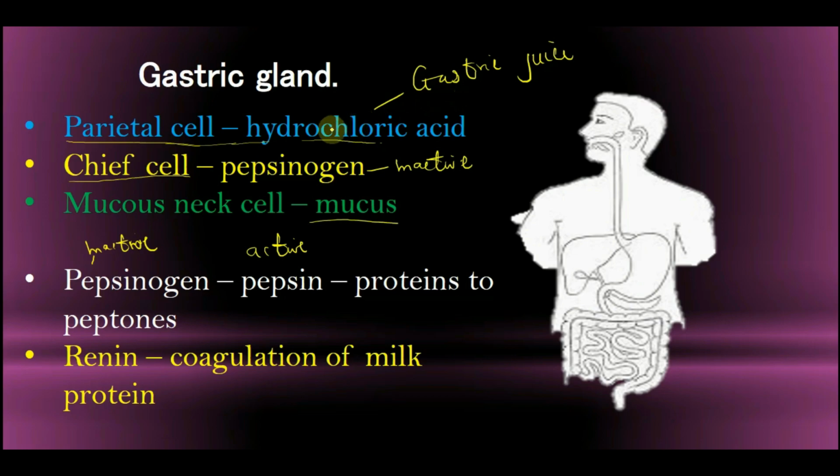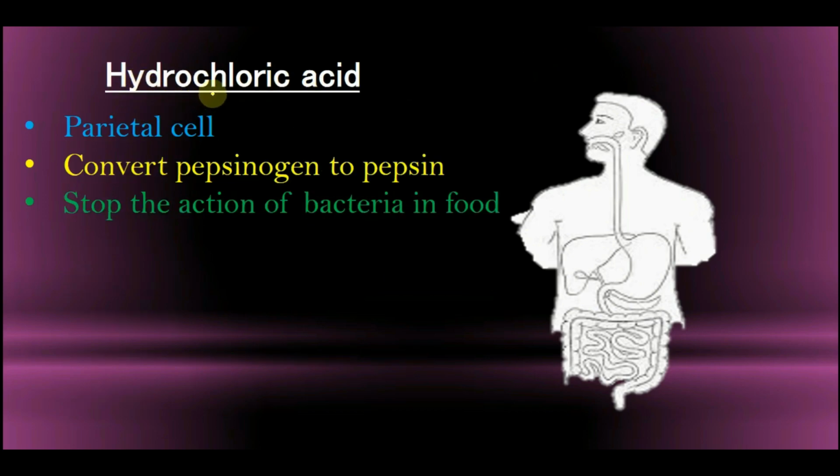Very important. So the first component of the gastric juice that I would want to talk about is the hydrochloric acid. Like we've explained before, hydrochloric acid is produced by the parietal cells of the gastric gland.